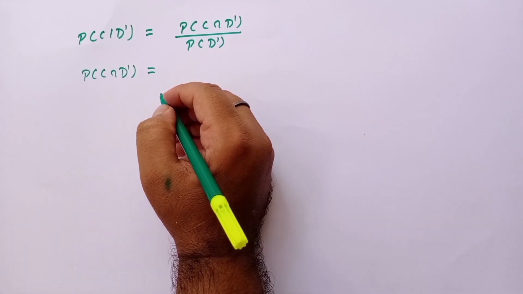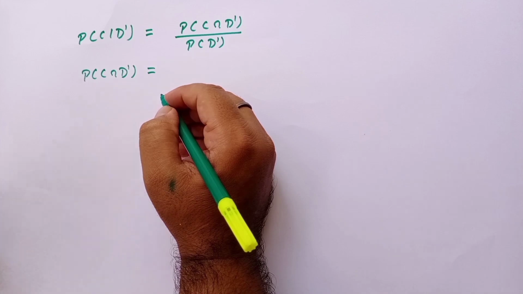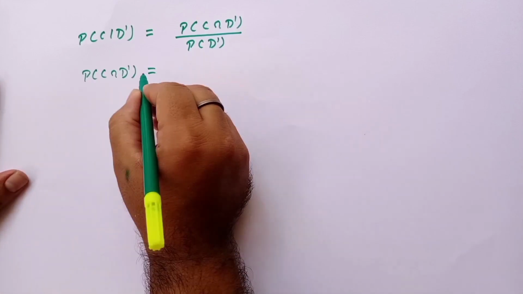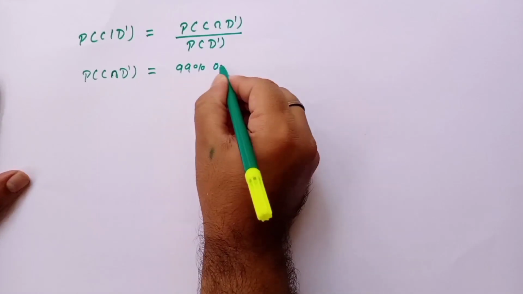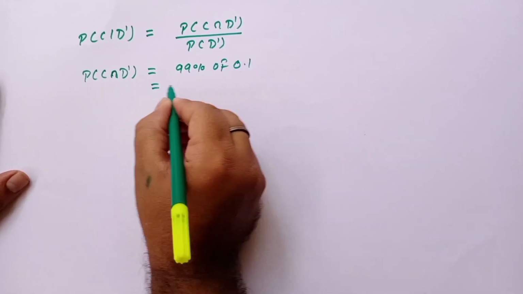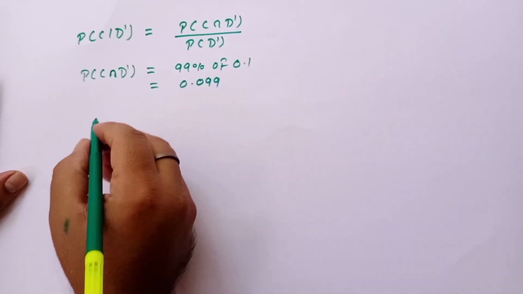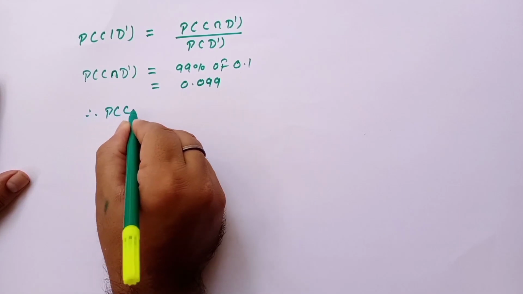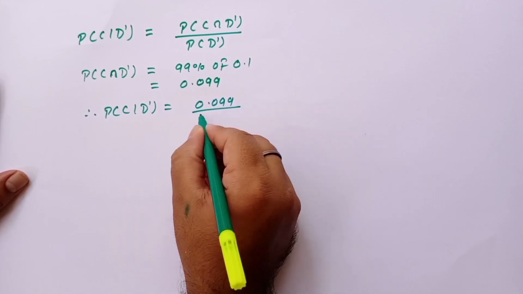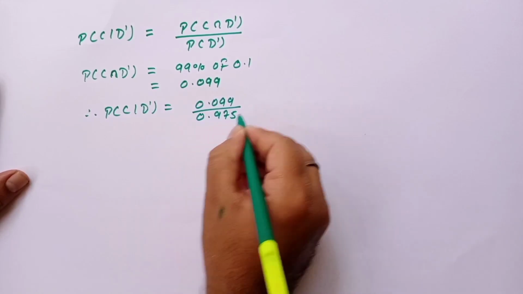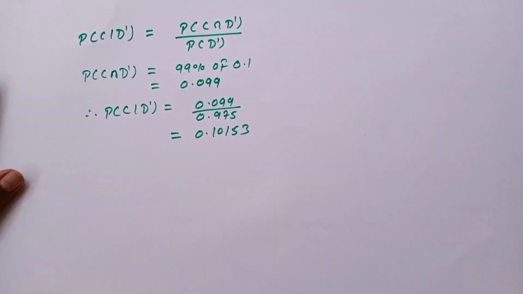The probability of C is 10% and the probability of non-defective items produced by C is 99%. So C and D complement is 99% of 0.1, that is 0.099. Therefore probability of C under D complement is 0.099 divided by 0.975, which is equivalent to 0.10153. Thank you.